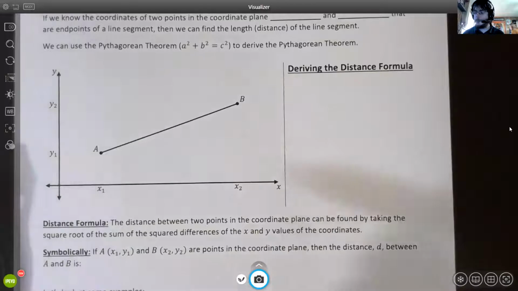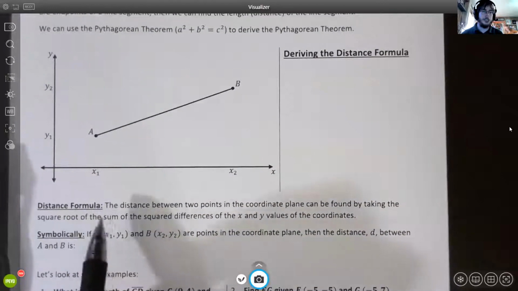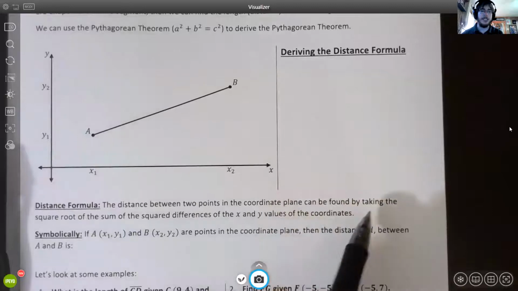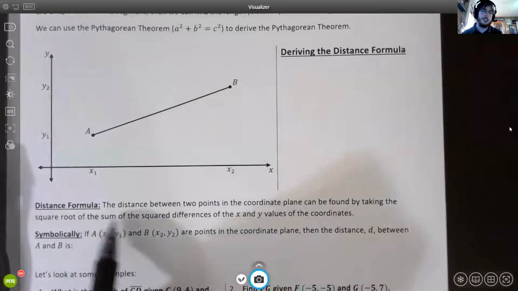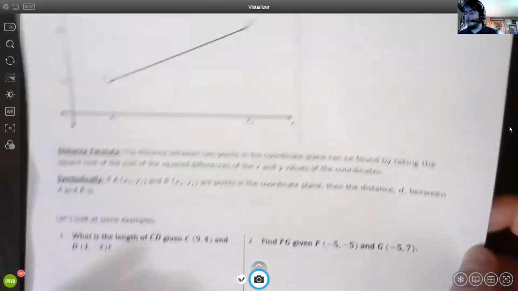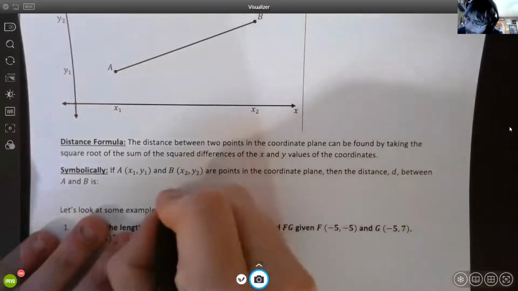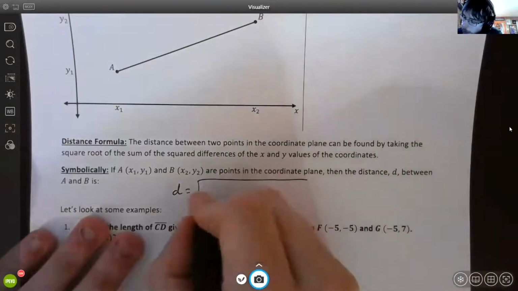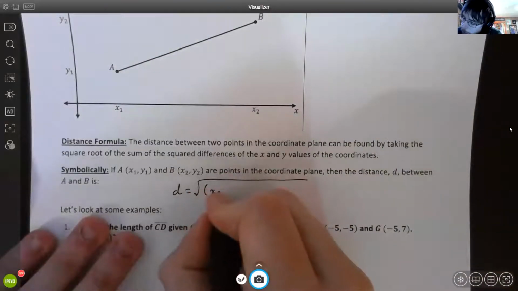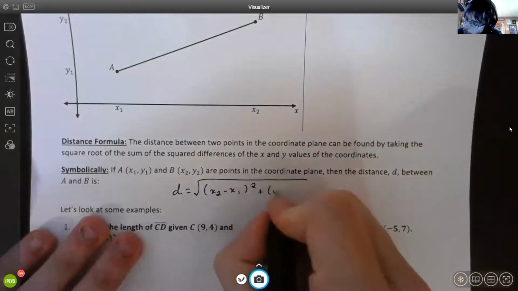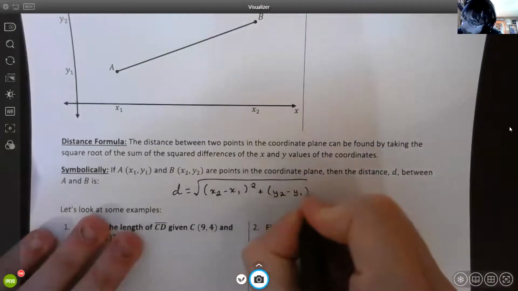So if you look here, the distance between 2 points in the coordinate plane can be found by taking the square root of the sum of the squared differences of the x and y values of the coordinates. So symbolically, our formula is d equals the square root of (x sub 2 minus x sub 1) squared plus (y sub 2 minus y sub 1) squared.